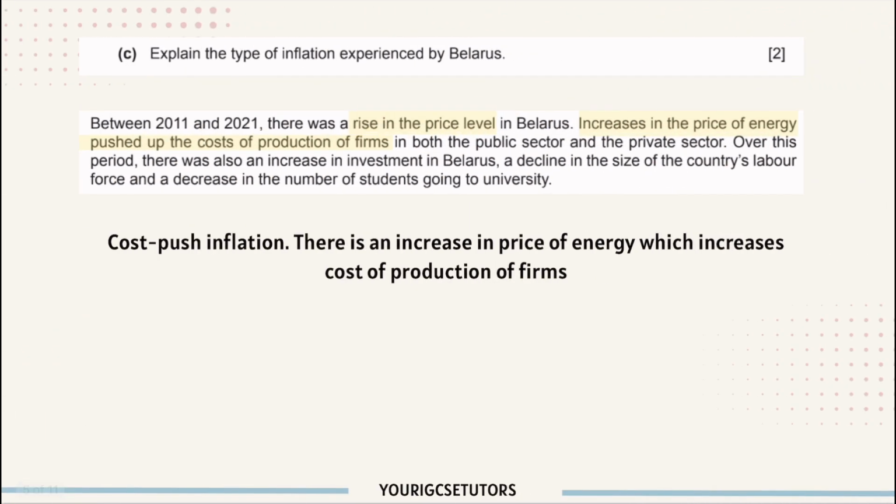Question C. Explain the type of inflation experienced by Belarus. So you can see the yellow highlighted part. The rise in price level just means that there's an inflation going on, and increases in price of energy push up the cost of production in firms. So this gives you a clear hint that it is a cost push inflation. So first, you get your 1 mark by mentioning this, and then second, you need to explain why there is a cost push inflation. First is because there's an increase in price of energy, which increases the cost of production of firms. So basically, you can just write what is in the article.